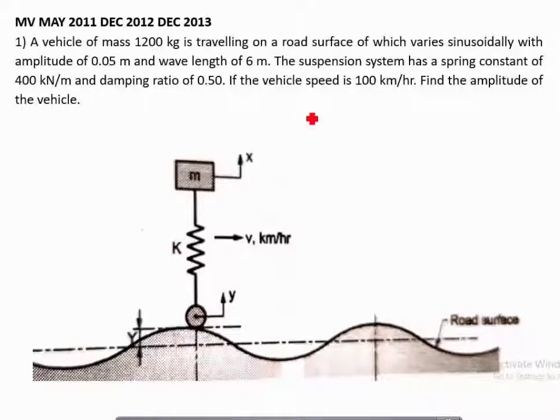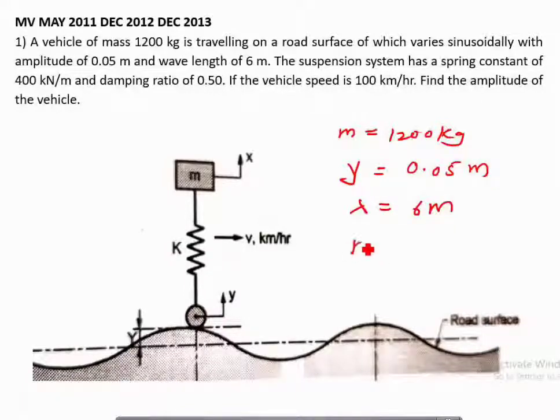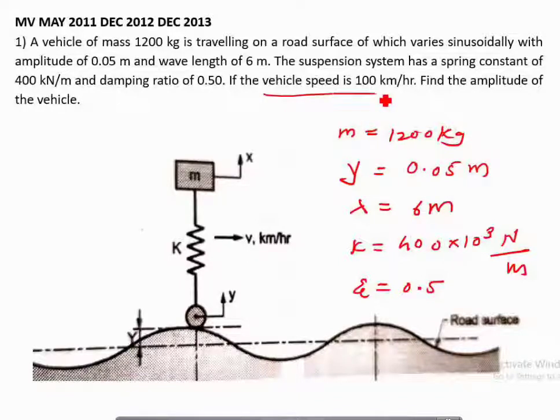Okay. So now I will just write down the first of all given data. So mass m is given as 1200 kg. Capital Y, that is again I am repeating, amplitude of base excitation, capital Y. They haven't given the harmonic displacement, small y. They have given capital Y 0.05 meter. They have given lambda, that is a wavelength of 6 meter. They have also given k is equal to 400 kilonewton, that is 400 into 10 raised to 3 Newton per meter, and the damping ratio zeta is equal to 0.5 they have given, and they have also given the vehicle speed 100 km per hour.